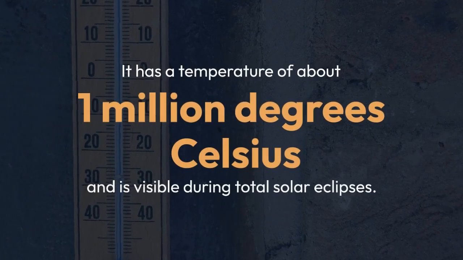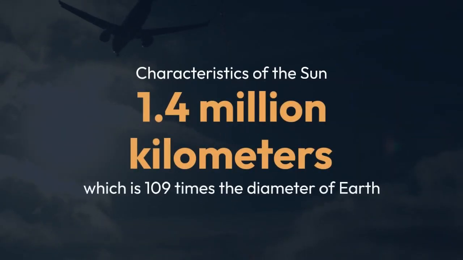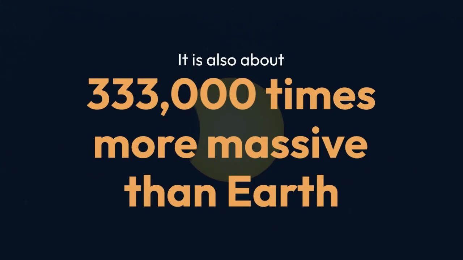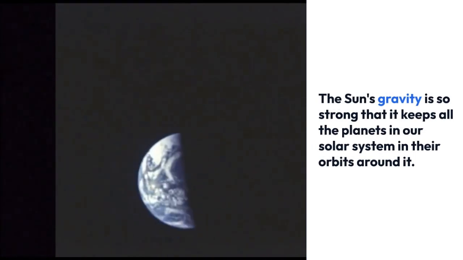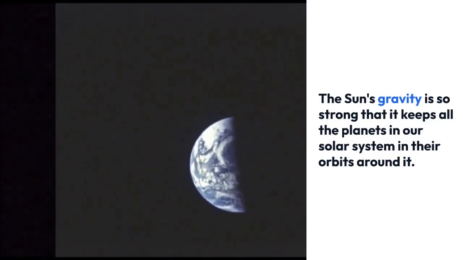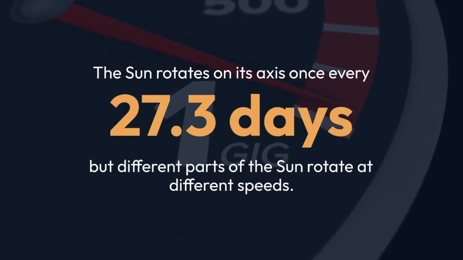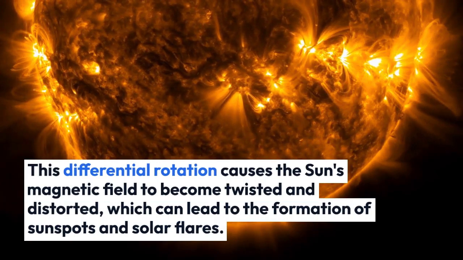Characteristics of the Sun. The Sun has a diameter of about 1.4 million kilometers, which is 109 times the diameter of Earth. It is also about 333,000 times more massive than Earth. The Sun's gravity is so strong that it keeps all the planets in our solar system in their orbits around it. The Sun rotates on its axis once every 27.3 days, but different parts of the Sun rotate at different speeds. This differential rotation causes the Sun's magnetic field to become twisted and distorted, which can lead to the formation of sunspots and solar flares.